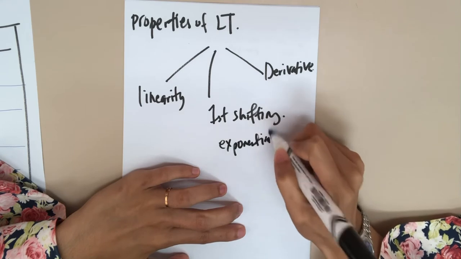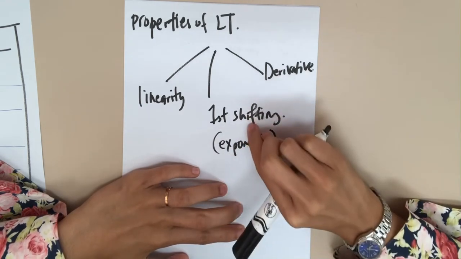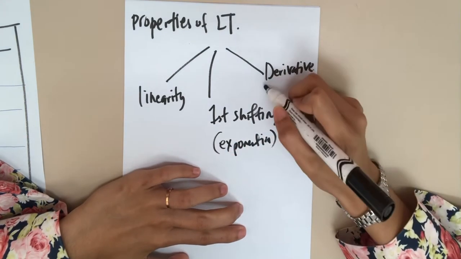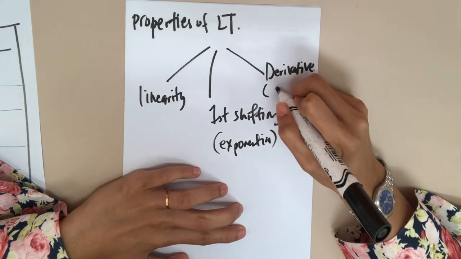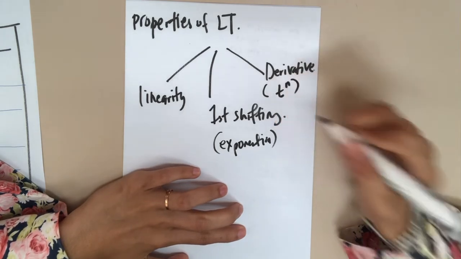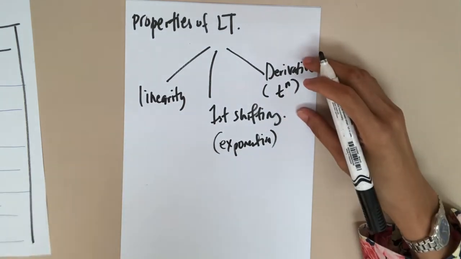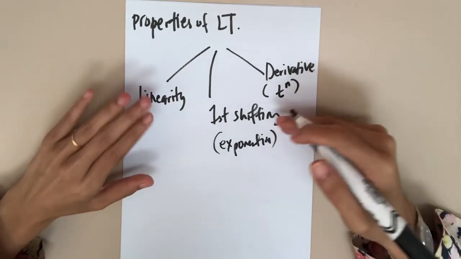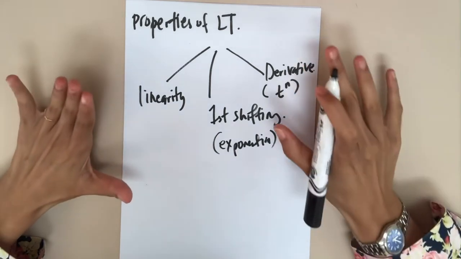So when you get a function that contains exponential, we know that we will use the property of first shifting. And for derivative, we will use it when we have a function that contains t power of n. So when we get a function that contains t power of n, that means we need to use a derivative. Clear?